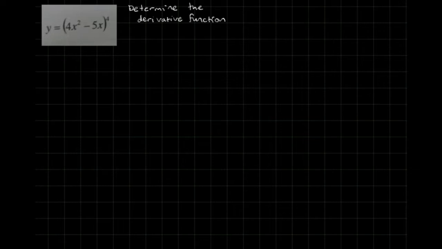Okay, let's find the derivative function of y is equal to (4x squared minus 5x) to the power 4. Just by looking at this equation, you can notice that we have to use chain rule. So if I'm finding the derivative of y with respect to x, the first thing I want to do is the derivative of the outside, so employ power rule. So I'm going to do 4 times (4x squared minus 5x) to the power of 3, and then I'm going to do the derivative of the inside. The inside is 4x squared minus 5x.